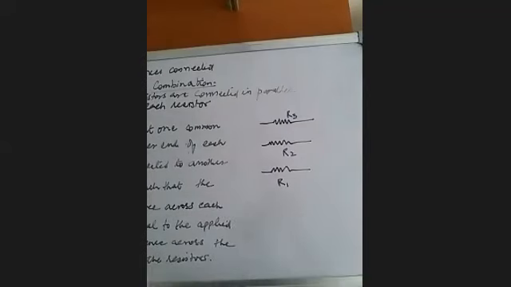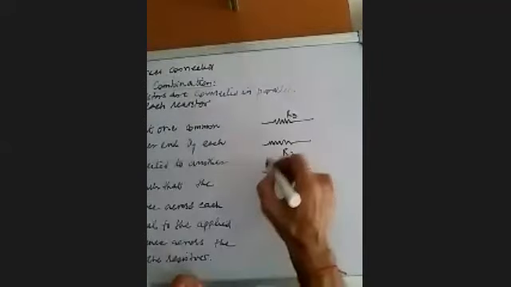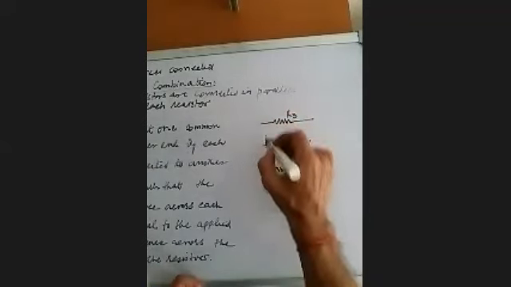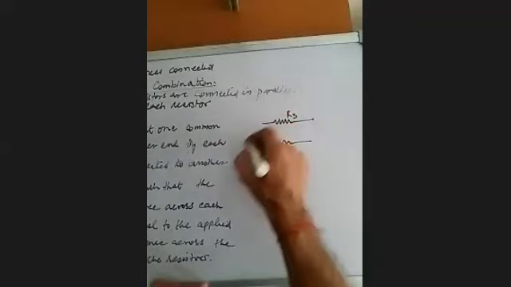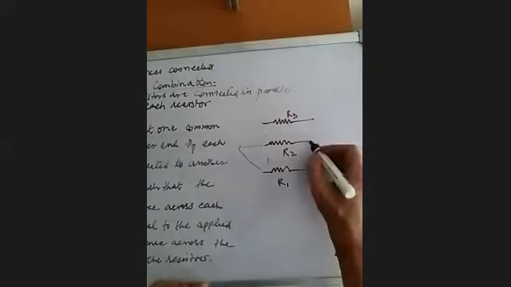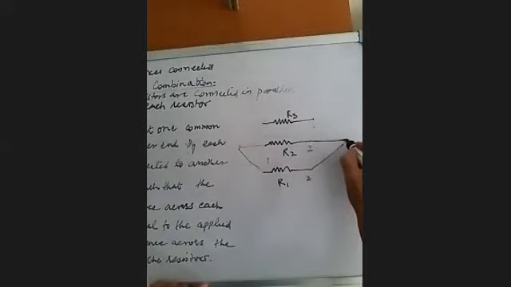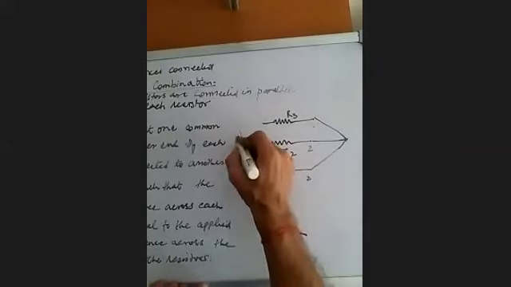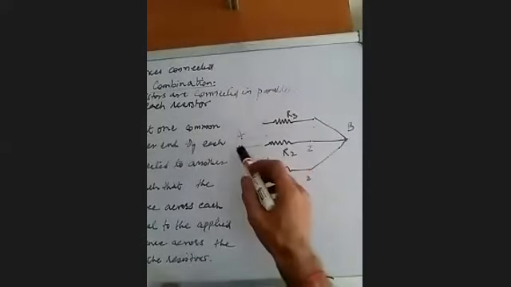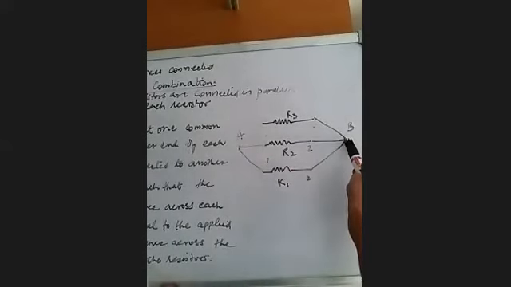Now one end of each is connected to a common point. The other end, the second end, is connected to another common point. So this point is, suppose, A and this point is B. So that means one end of each is connected to point A. The other end of each is connected to another point B.